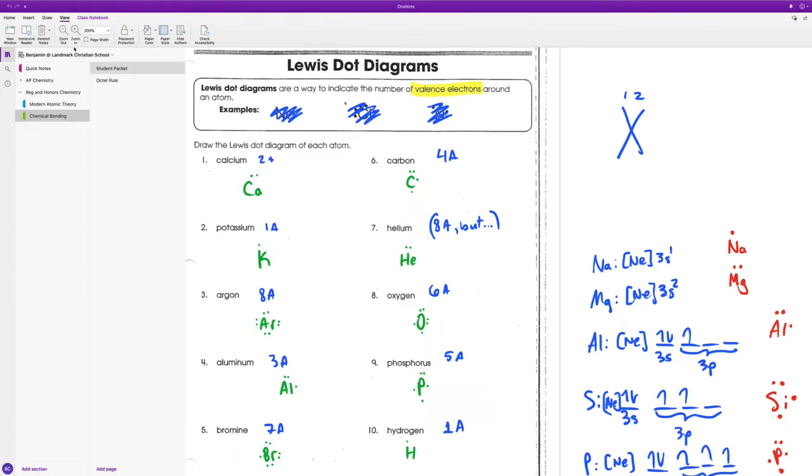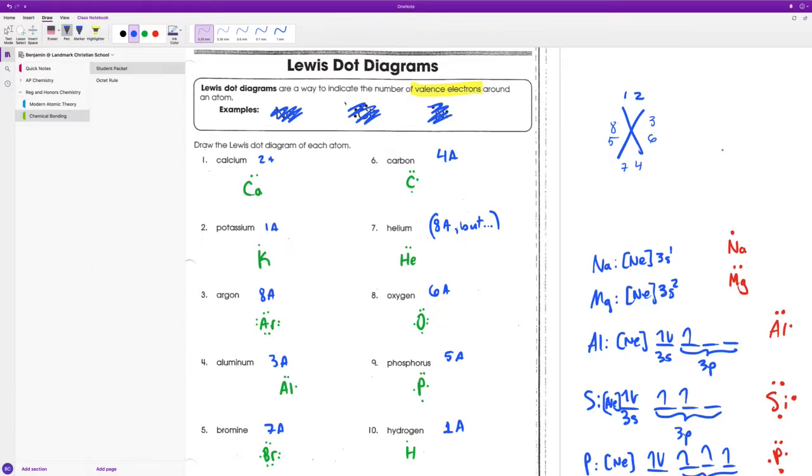I hadn't quite finished it over here. I left it incomplete. I had erased some stuff. So the first two on top, 1, 2, then around the side, 3, 4, 5, 6, 7, 8. Those numbers represent which electron gets placed where.